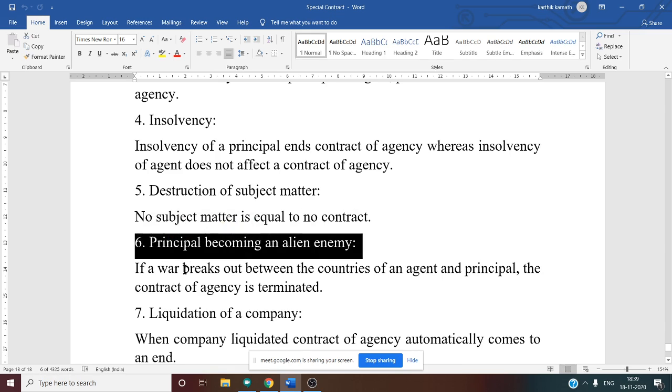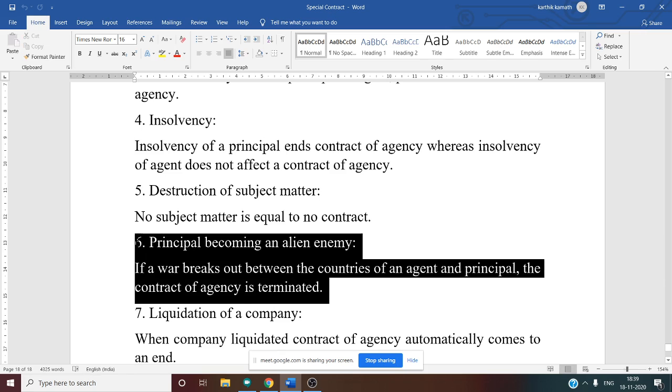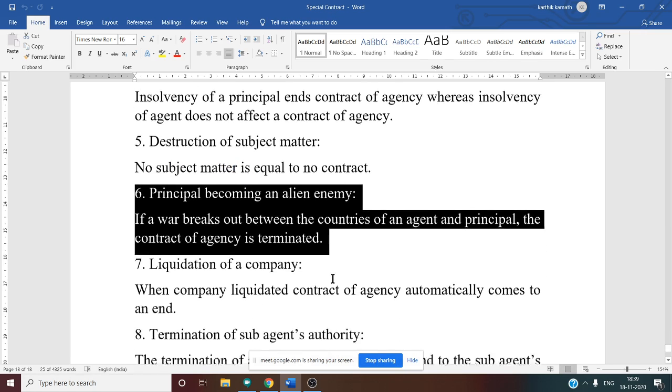Then the sixth one, principal becoming an alien enemy. If war breaks out between two countries, let us say the principal is from some other country. Now he is an alien friend. As soon as war breaks out, what happens? The principal becomes an alien enemy. In that case, the contract of agency is suspended or terminated.